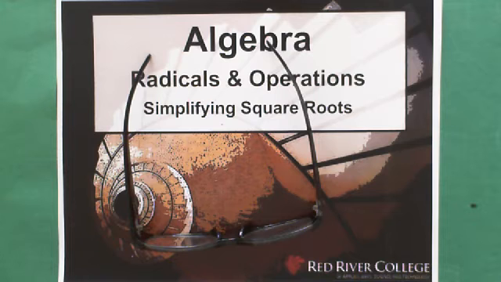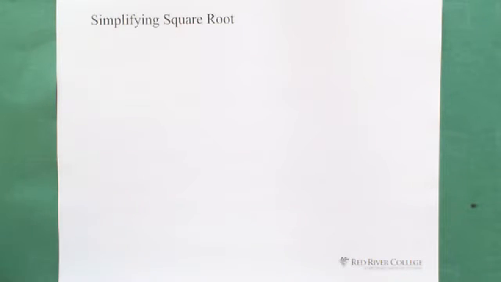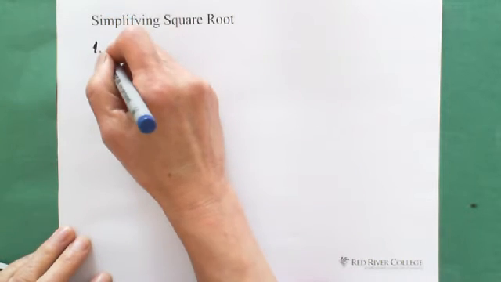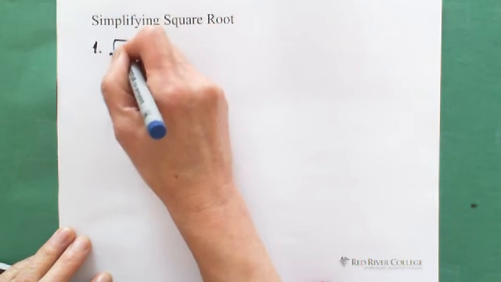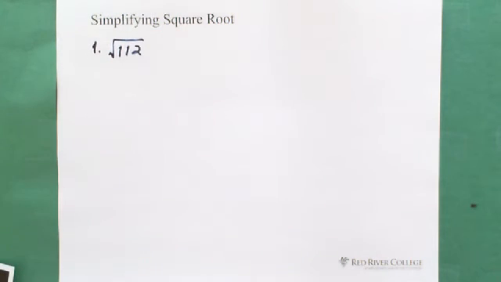In this video I will show you how to simplify square roots with numbers. The first question is the square root of 112. To simplify a square root, we need to factor the number to find pairs of factors.